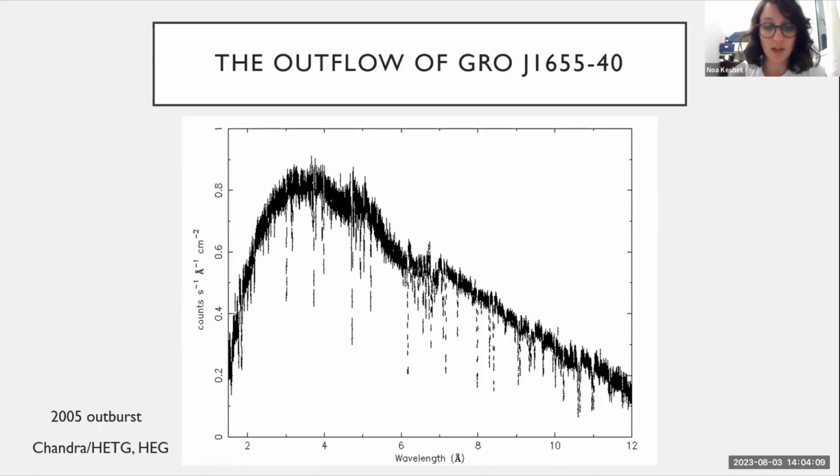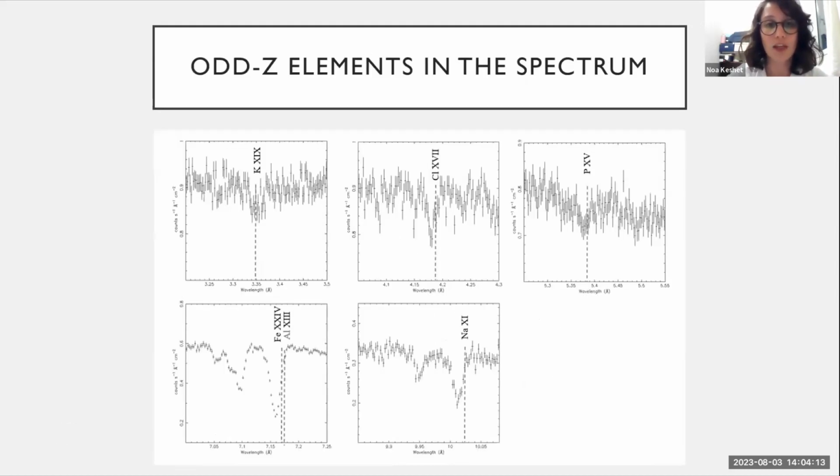So what drew our curiosity in this spectrum is the fact that we see some pretty rare elements that we do not usually observe lines of in the X-ray, specifically odd-Z elements. Here I'm showing small segments from the spectrum of these lines. And so we were curious to ask, what are the abundances of these elements, and in general, what are the abundances in the entire outflow?